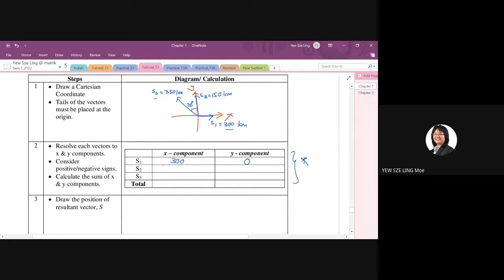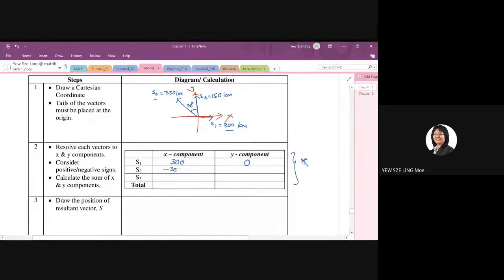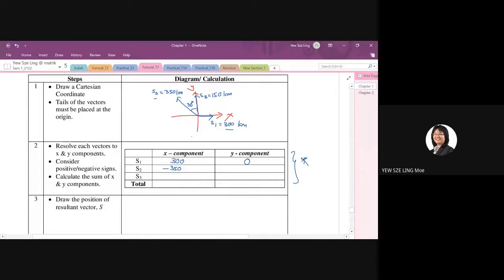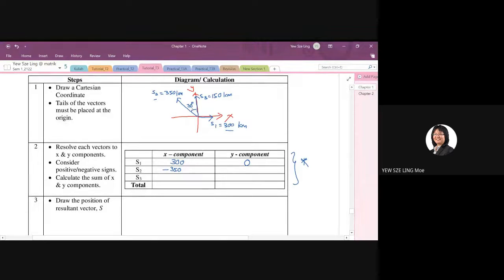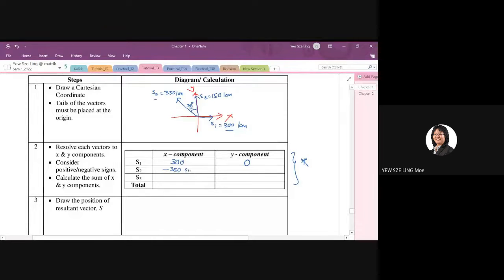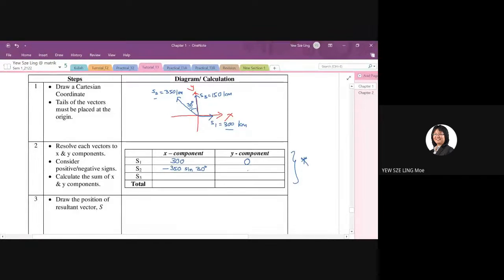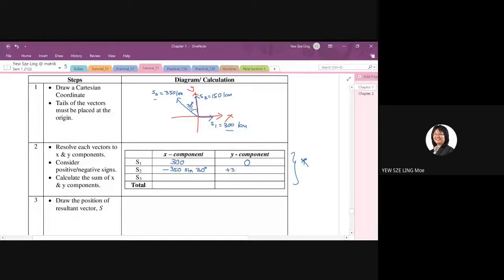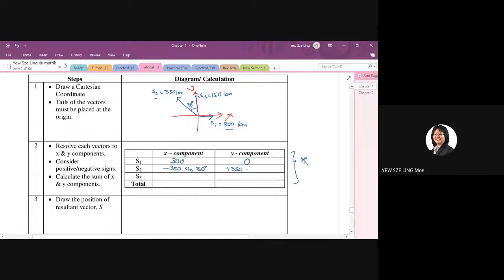Now let's look at S2. S2 is located in the second quadrant, which means it has a negative X component, and then a negative 350. Now, should I use sine or cos? The position of the angle is beside the y component. Therefore, for the x component, we use sine, so sine 30 degrees. Whereas for the y component, in the second quadrant you have positive y. So positive 350, now you use cos 30 degrees.